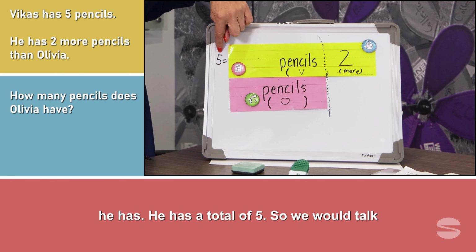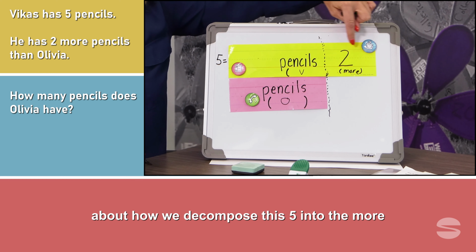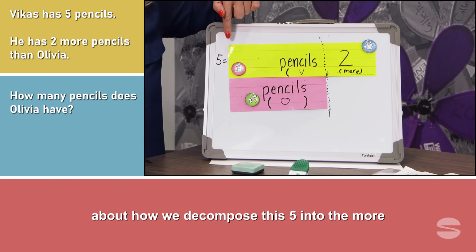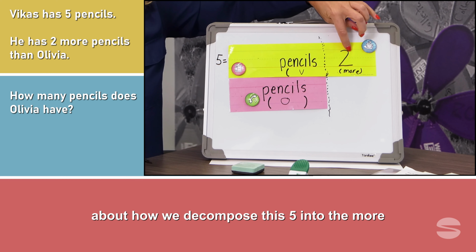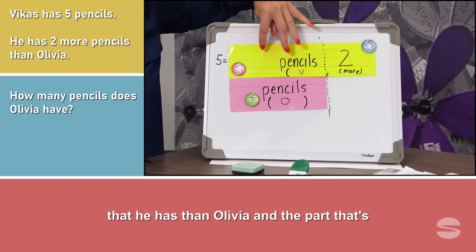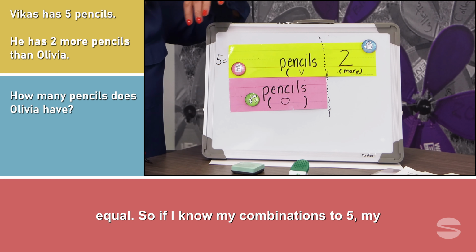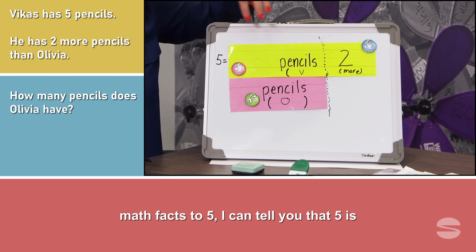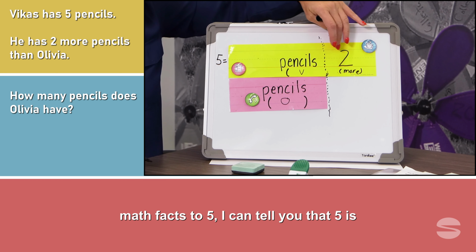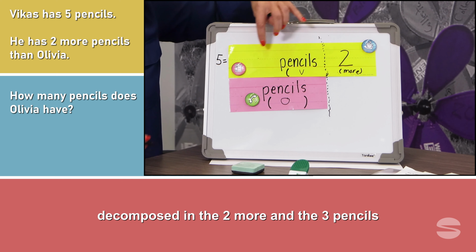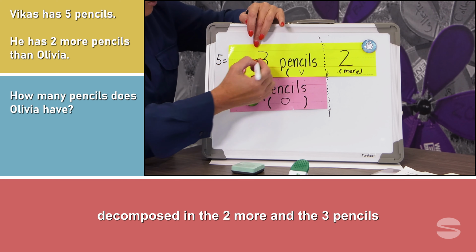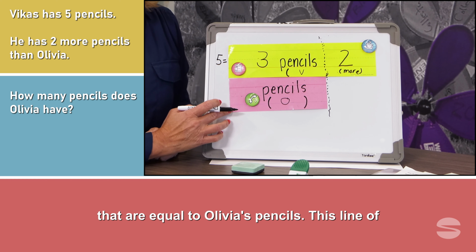He has a total of 5. So we would talk about how we decompose this 5 into the more that he has than Olivia and the part that's equal. If I know my combinations to 5, my math facts to 5, I can tell you that 5 is decomposed into 2 more and the 3 pencils that are equal to Olivia's pencils.